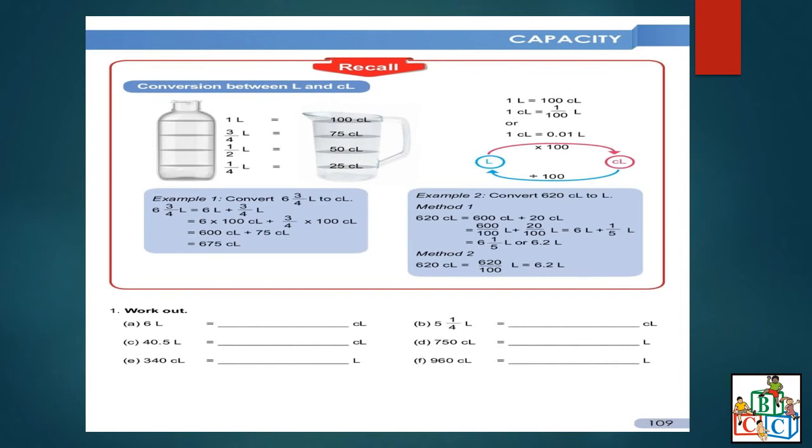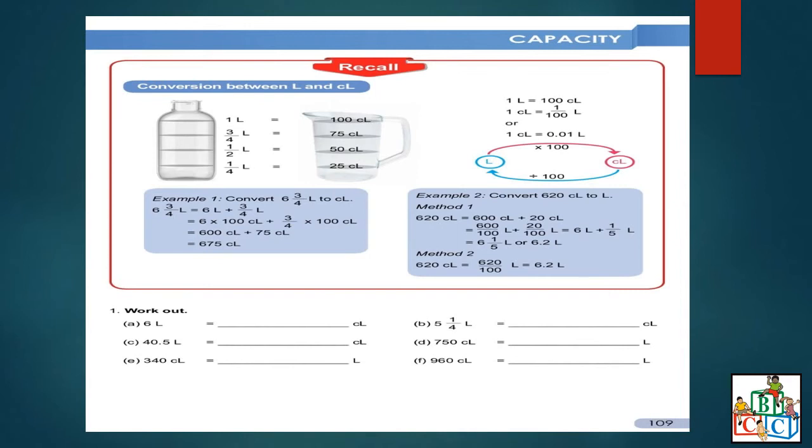Now 1/5 liters, how did you get 0.20 liters? Times 100. Let us see the second method. 620 centiliters, so you already know centiliters to liters equals divided by 100. You are going to divide directly. 620 divided by 100 is equal to 6.2 liters. So you are going to do this method itself. You are going to divide directly by 100.